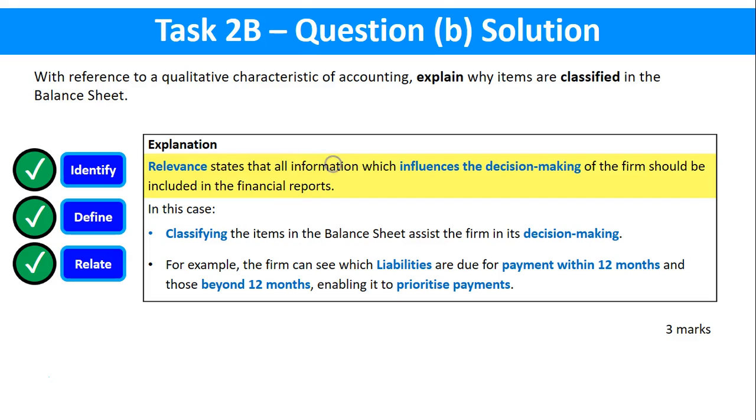Looking at the marks of this question, we'd have 1 mark for identifying and defining the qualitative characteristic of relevance, and 2 marks for relating it to this particular case study and giving a really good example of how a classified balance sheet would assist a business in making decisions.